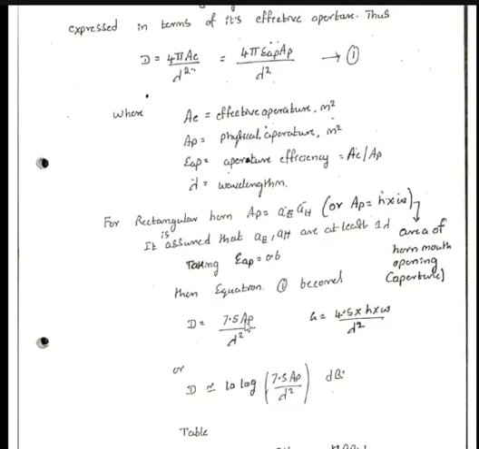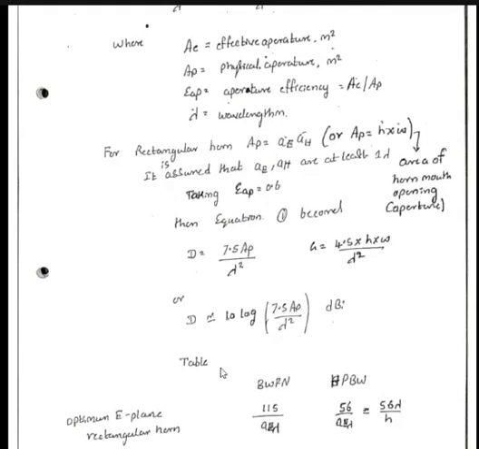Again, if we want this particular directivity, and we have the physical aperture and the lambda, we are definitely going to get the directivity of the rectangular horn antenna. We can also get the answer in decibels. So just include 10 log, 10 log of 7.5 A_P divided by lambda squared.